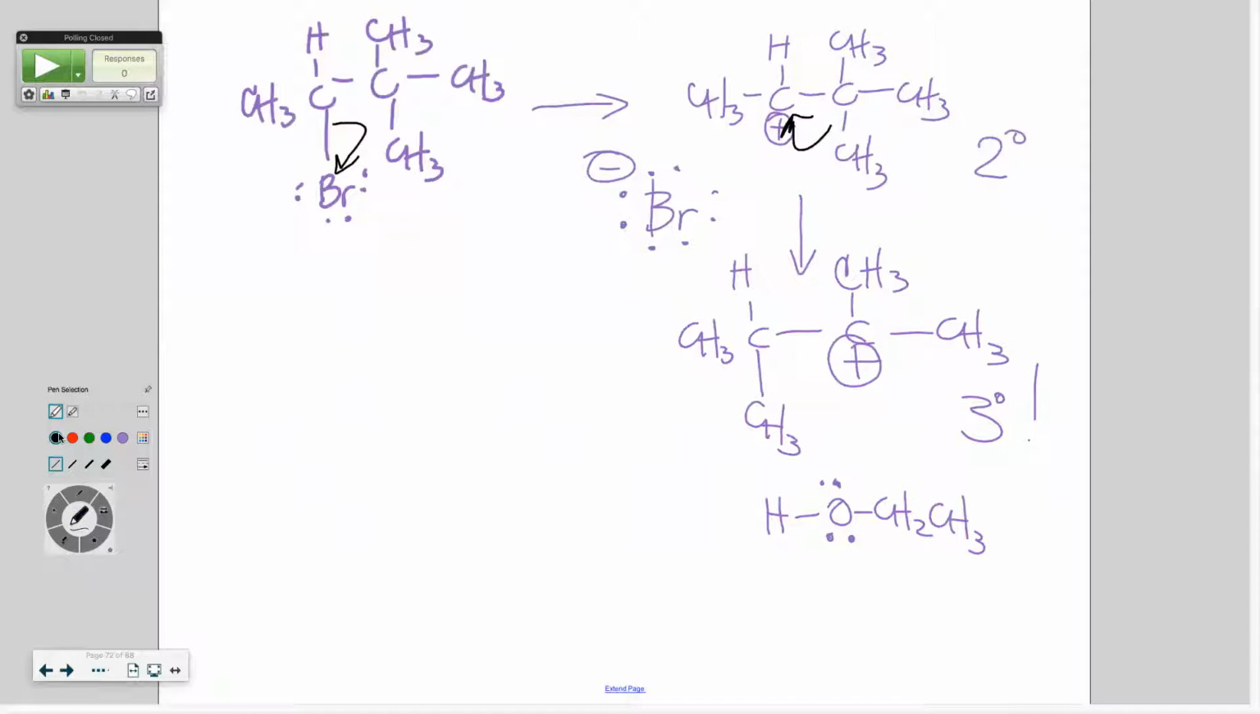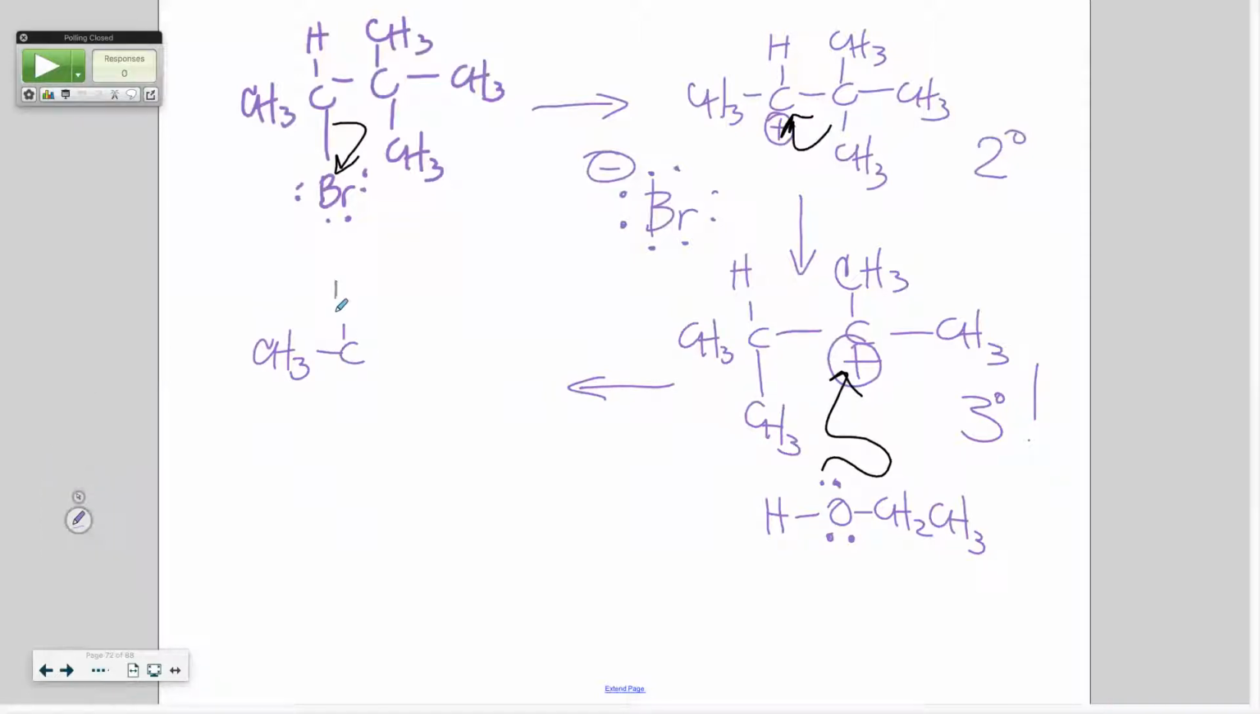What do I do now? I go from my lone pair to the, where? To the what? The carbocation. Okay, I think it takes that route just like that too. All right, so what do I have now? Okay, that's what we didn't change.